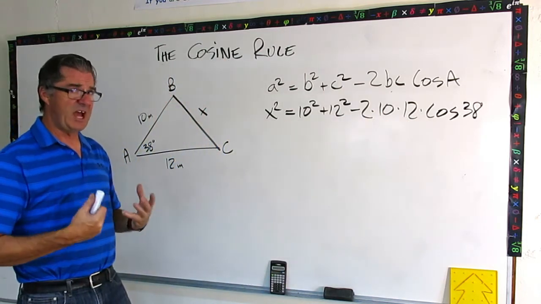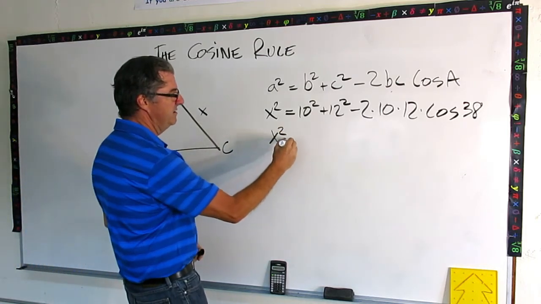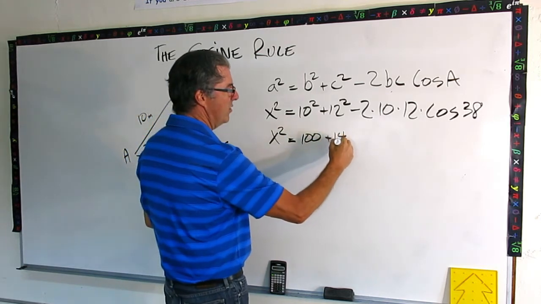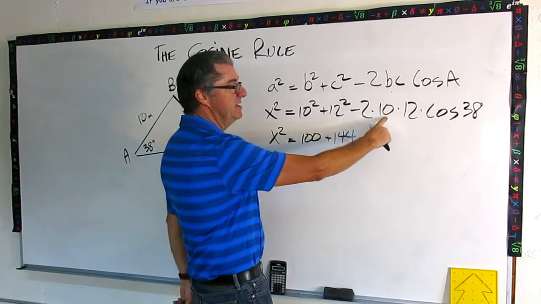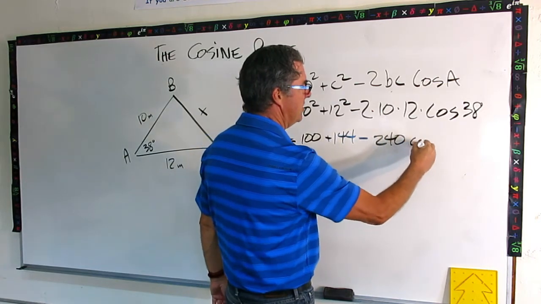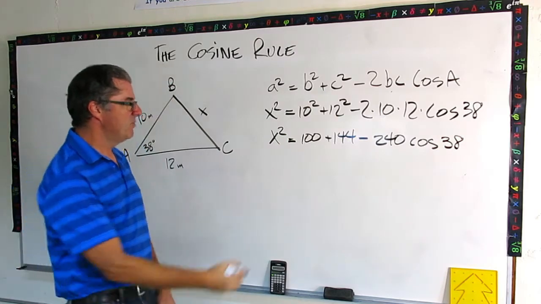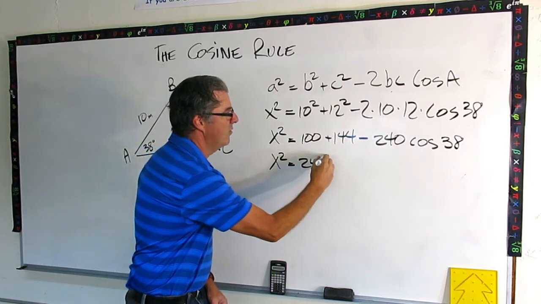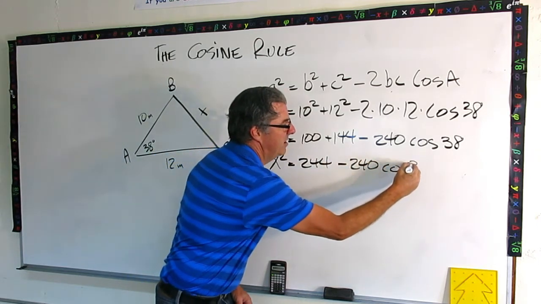Now we have a bunch of algebra to do to solve for x. Let's bring my x squared down. That's 100, 10 squared is 100, plus 144 minus 2 times 10 is 20, times 12 is 240, cosine 38. So now it's getting a little bit more manageable. Let's keep on going. This is going to be 244 minus 240 times cosine 38.